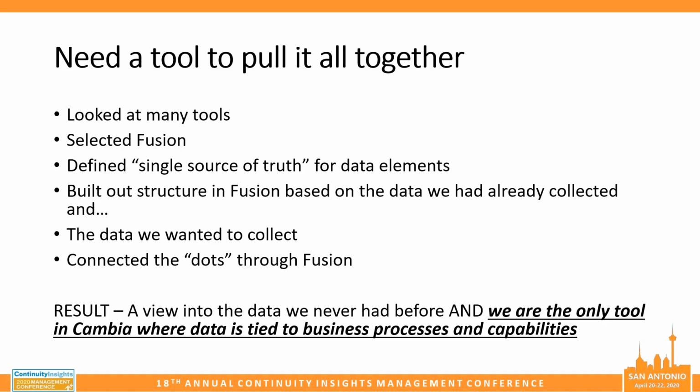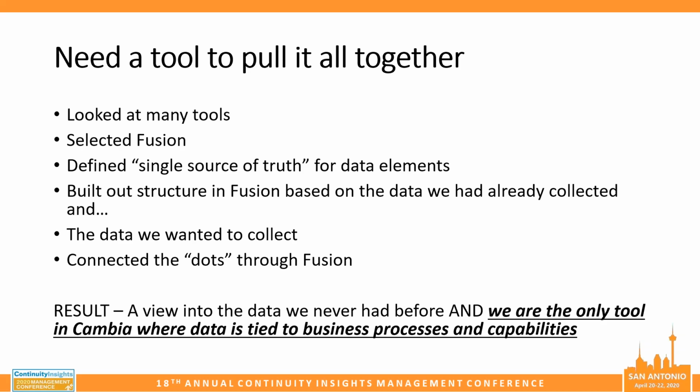We looked at a lot of tools. There are a lot of really good business continuity planning tools out there. We selected Fusion. We defined the single source of truth for all the data elements that we collected around business continuity, disaster recovery, incident management, etc. And we built out the structure in Fusion based on the data we'd already collected and the data we wanted to collect. And then we connected the dots through the tool.